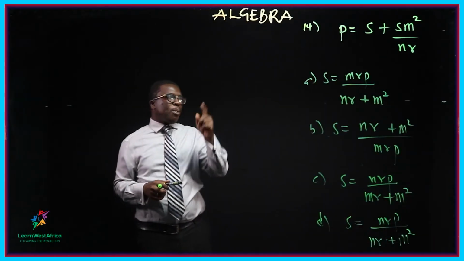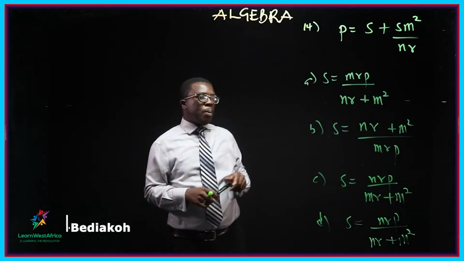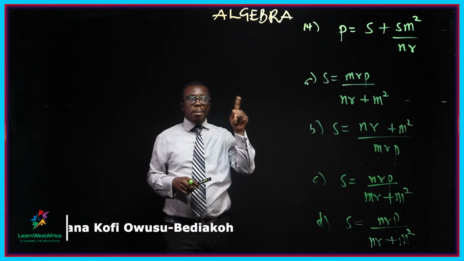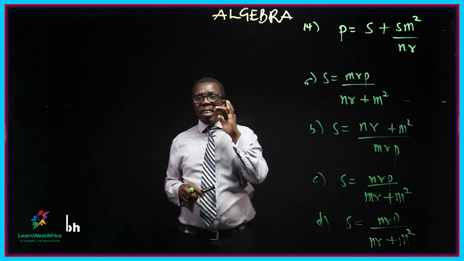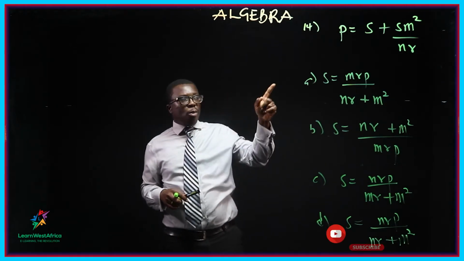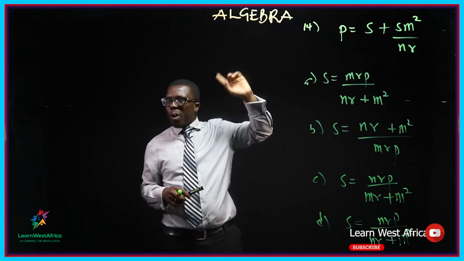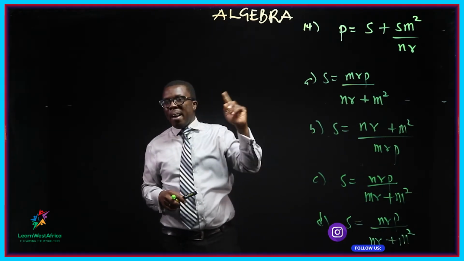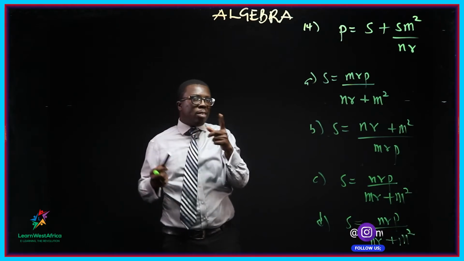Okay, so to question 4, you change the subject of the question. Making S the subject of the relation, P is equal to S plus SM squared all over NR. So that's just what you need to know.